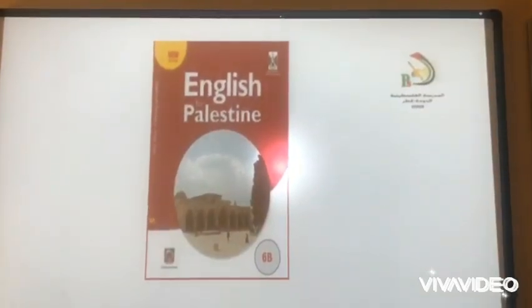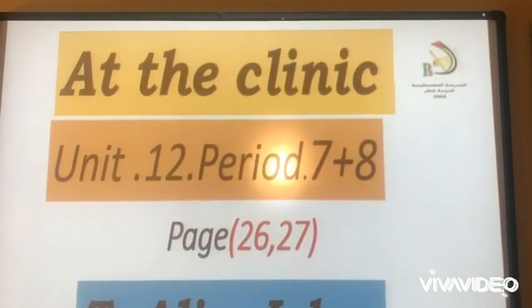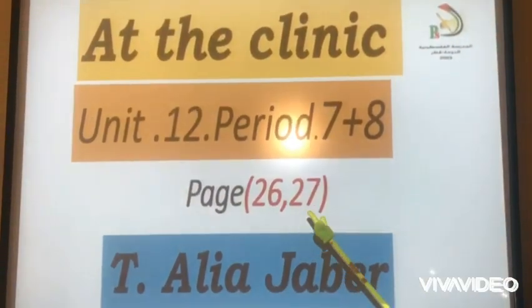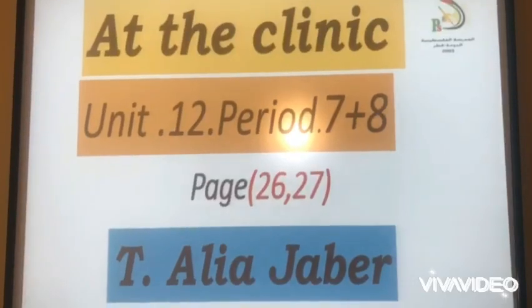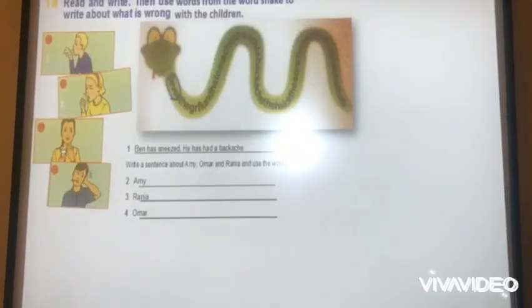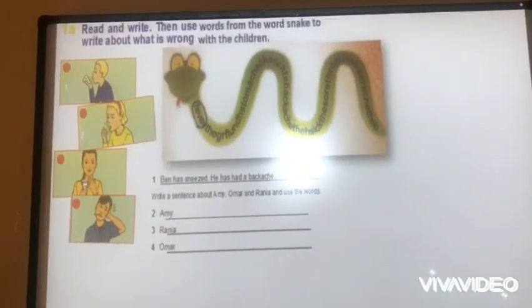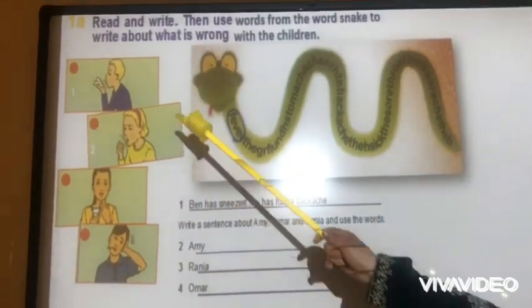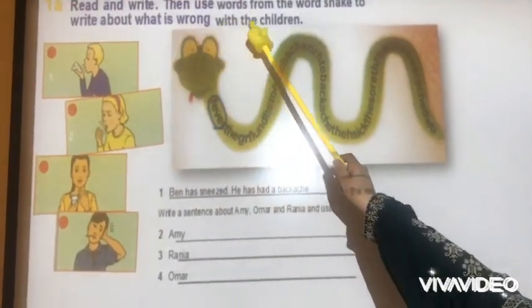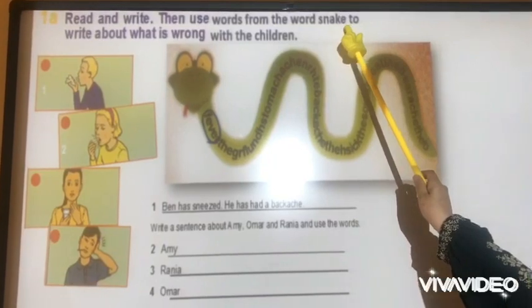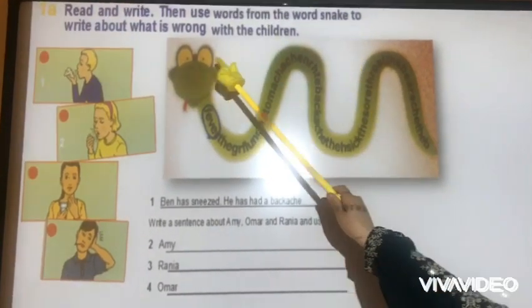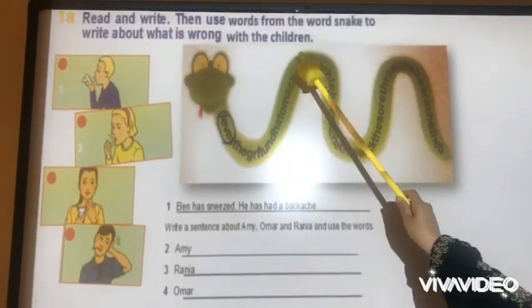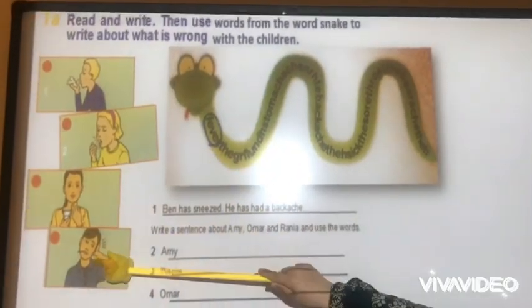Today we are going to explain to you At the Clinic, Unit 12, periods 7 and 8, pages 26 and 27. Please follow me. Let's look at the first question on the page. Read and write, then use words from the word snake. Be careful what they wrote here. Use the word snake to write about what is wrong with the children, and these are the children.